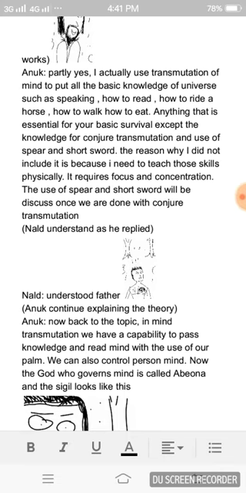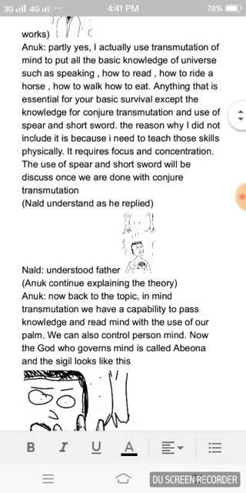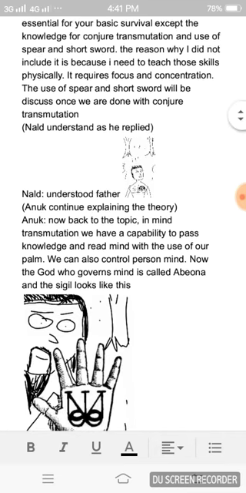Anuc continued explaining the theory. "Now back to the topic. In mind transmutation, we have the capability to pass knowledge and read mind. We use our palm."